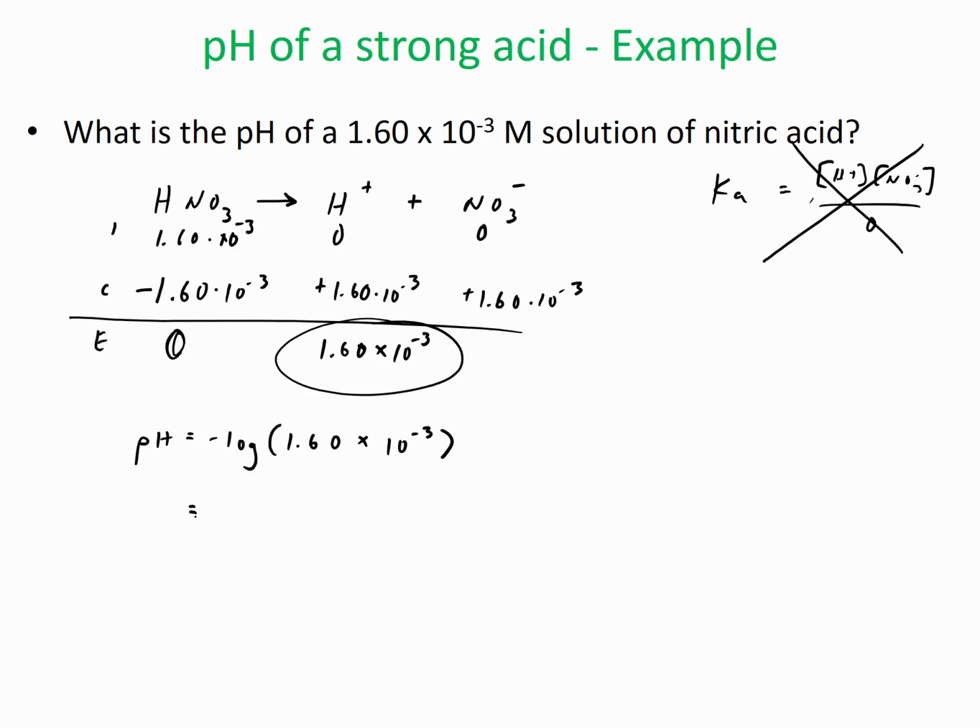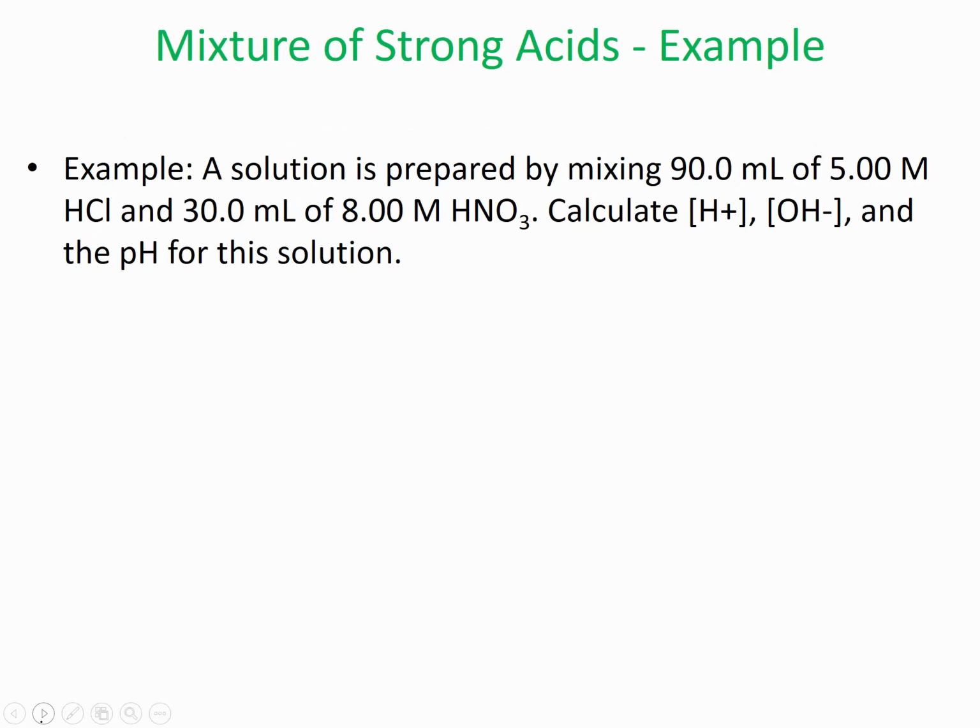So I have now, this is 3 sig figs, so our answer should have 3 decimal places. My calculator says 2.796 for that. And then the pH is, of course, unitless. So that's the answer. Okay, on to the next problem.